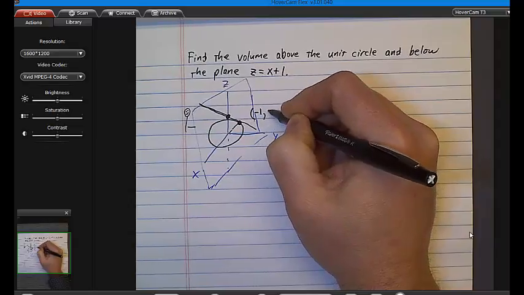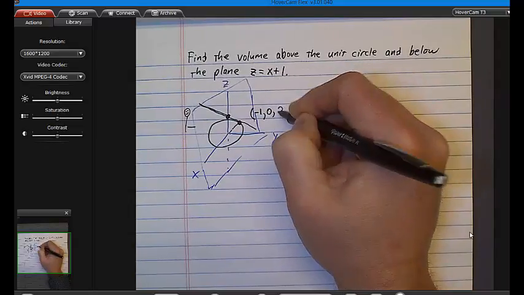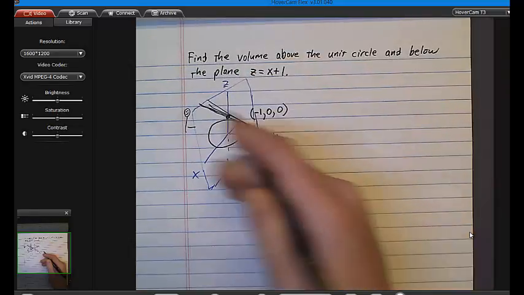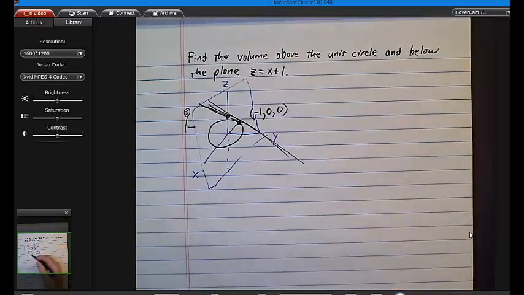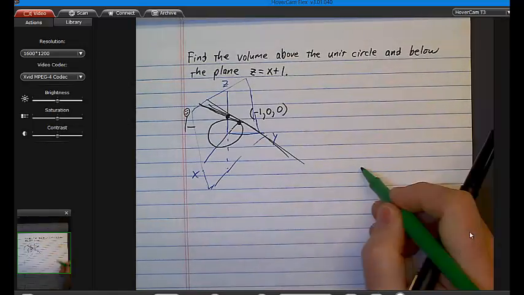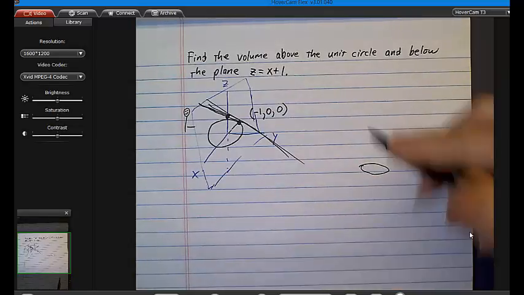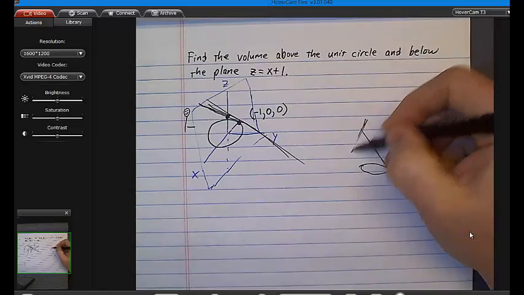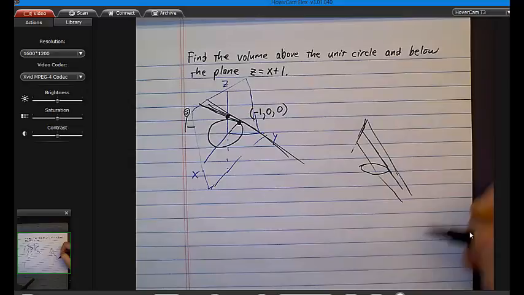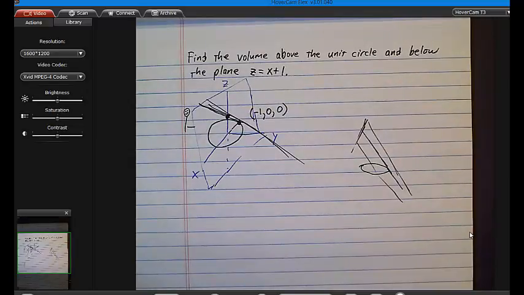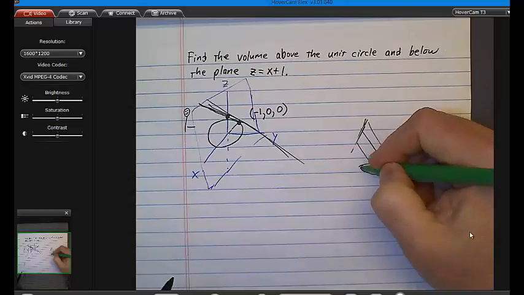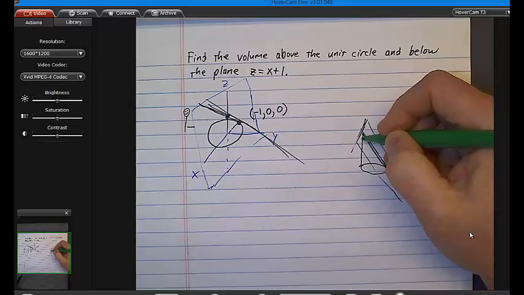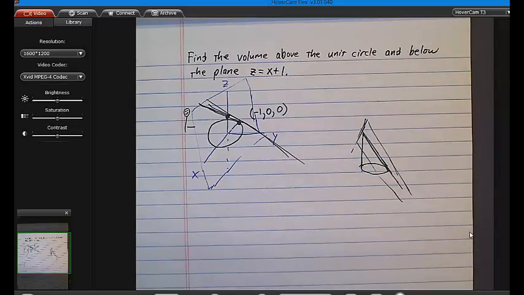-1 for x, 0 for y, and then z would be 0, right? But you get this kind of, yeah, so this plane that I'm talking about, if I kind of drew it again, you have your unit circle, and then there's this plane going up through that point and covering everything. And so the shape of the solid, I guess it would look kind of like this. From a side view, it would look kind of like this, right? Does that make any sense to you?